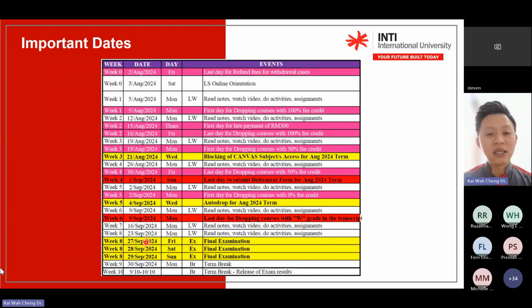And then this is the final exam schedule, and then we have the term break, and then you can see the last row, this is the date for you to receive the exam results from the examination center. So everything is very straightforward.